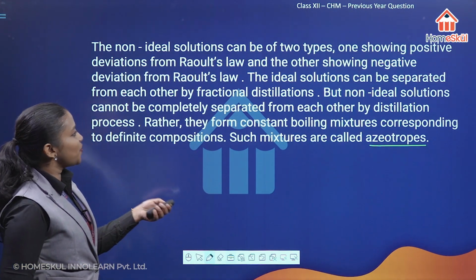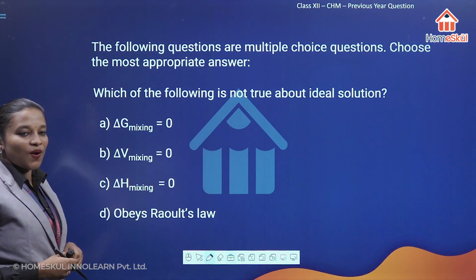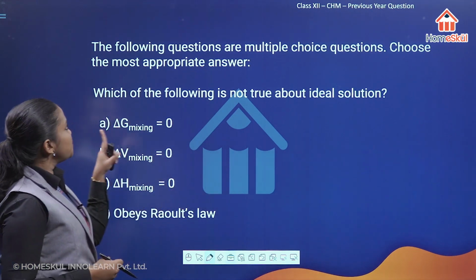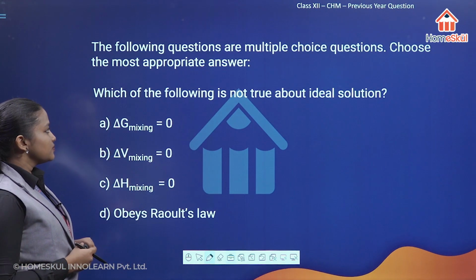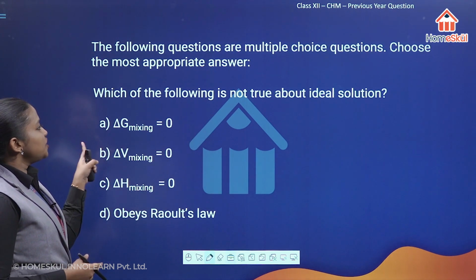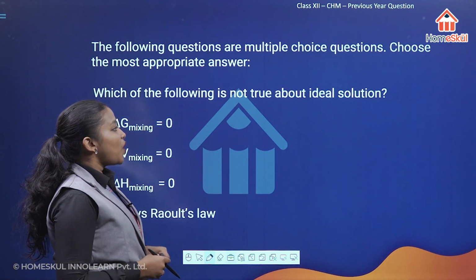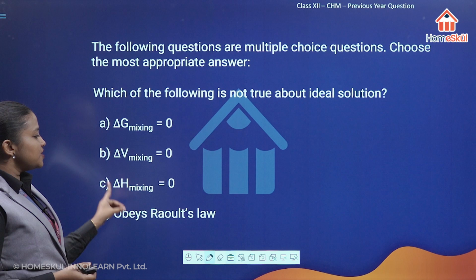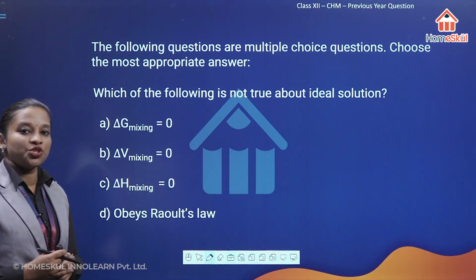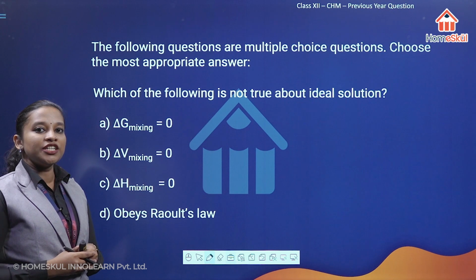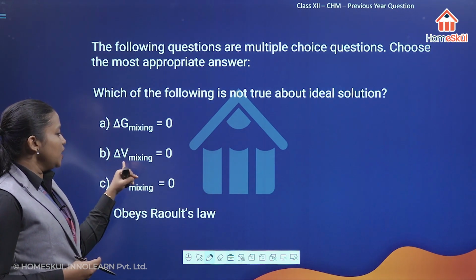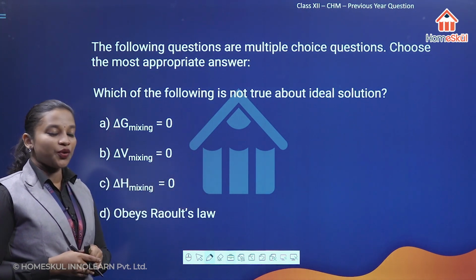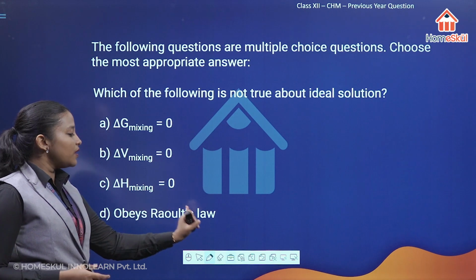Let's see what the first question based on this passage is. Students, the following questions are multiple choice questions. Choose the most appropriate answer. The first one: which of the following is not true about an ideal solution? We have 4 options here. A, delta G mixing is equal to 0. B, delta V mixing is equal to 0. C, delta H mixing is equal to 0. And D, it obeys Raoult's law.